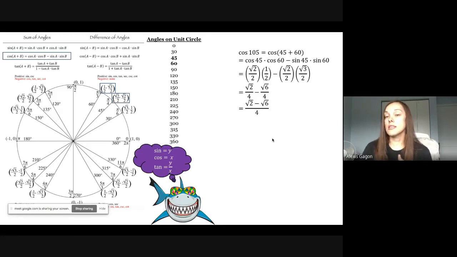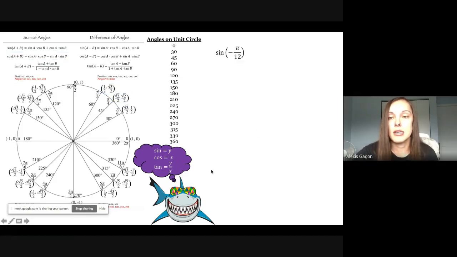Okay, and if you check this in your calculator, so if you pulled out your calculator and made sure it's in degree mode, and if you put cosine of 105, you would get the decimal equivalent of square root of 2 minus square root of 6 over 4. Okay, and that is your final answer. Are there any questions with that? We're all okay with that. Okay, I'm just going to assume since no one said anything.